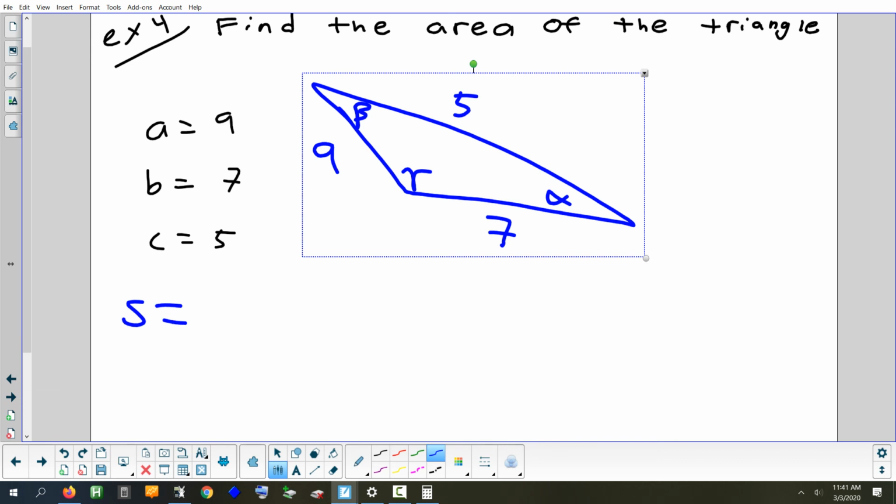So, first thing we should just write down is S. What's the perimeter here? 21. So half of that is how much?